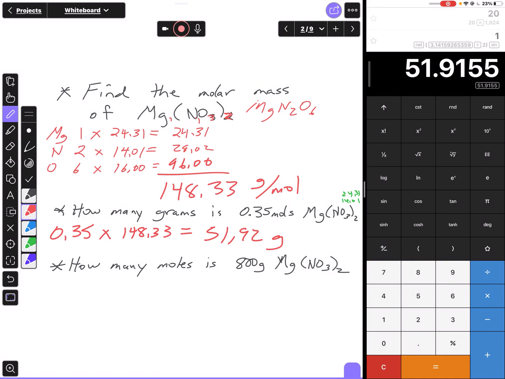My next problem says how many moles is 800 grams of Mg(NO3)2? If I'm going from grams to moles, I divide by the molar mass, but I take what's in the problem first, the grams given, that would be 800, divided by the molar mass, which is 148.33.